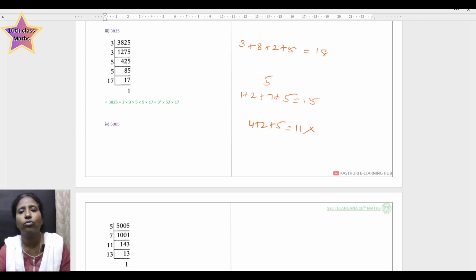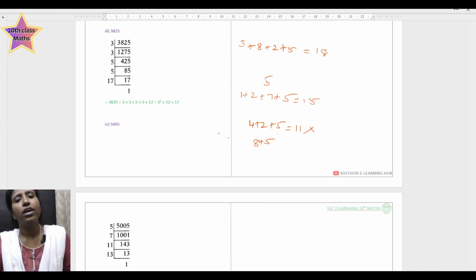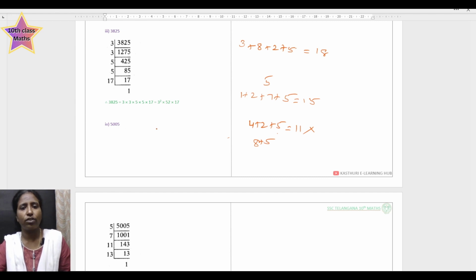So we will go with 5 because the last digit is 5. Okay. So if we divide by 5, 425 divided by 5, we get 85. Okay. Again 85. If you see 8 plus 5, is it divisible by 3? Not divisible. So we will go with 5 again because the last digit is 5. 5 17s are 85 and 17 is a prime number, you all know, so we cannot do anything.